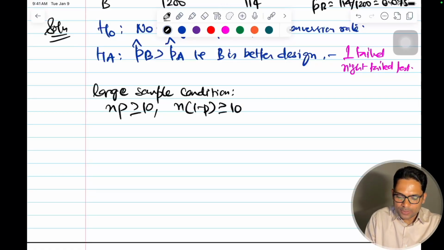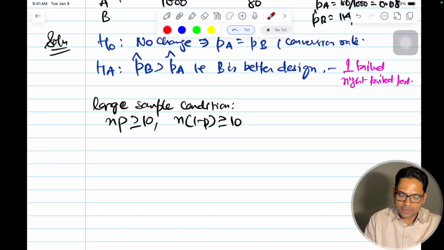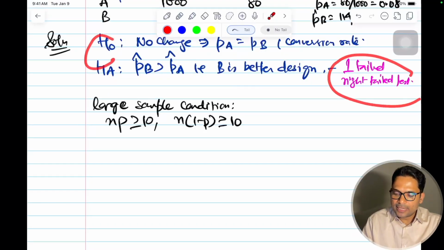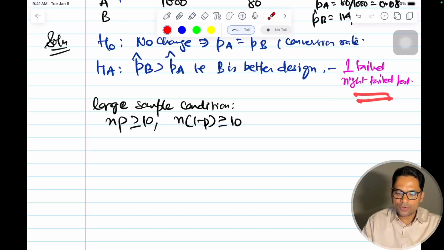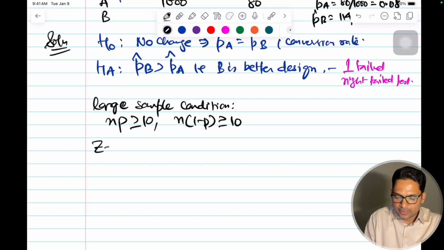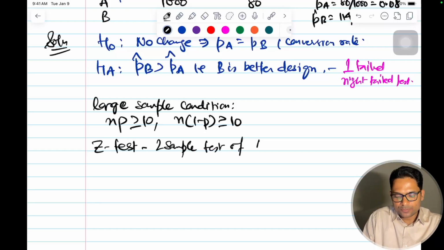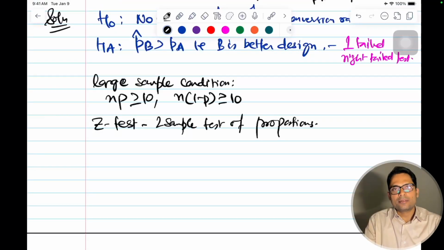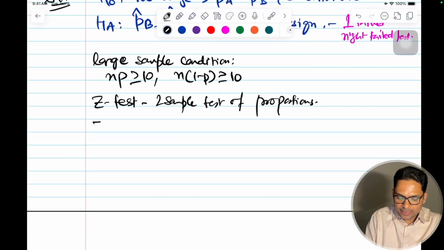So we have finalized here itself, after doing this, that this is a one-tailed right tail test, and this is a Z test. This is a two sample test of proportions, because I am comparing proportions. So this is my test, and then for that, what will be my test statistic?